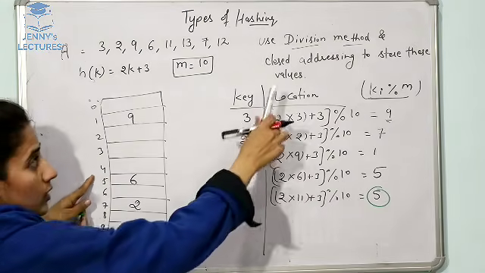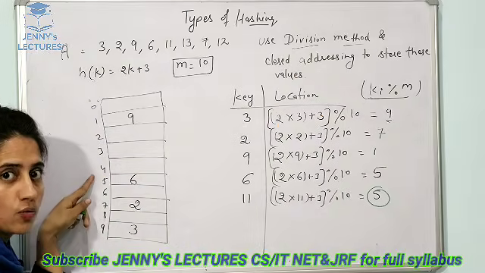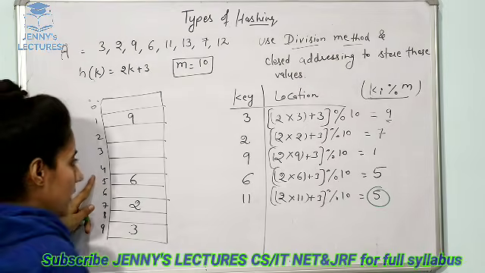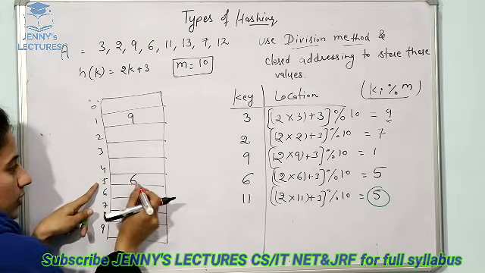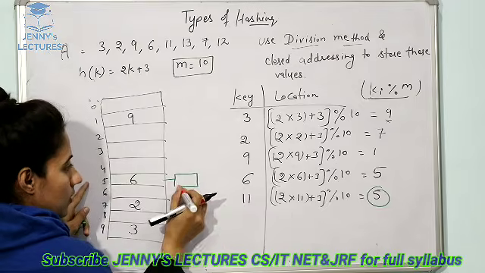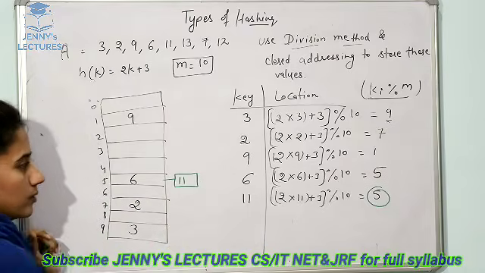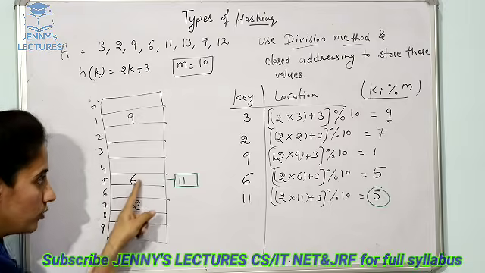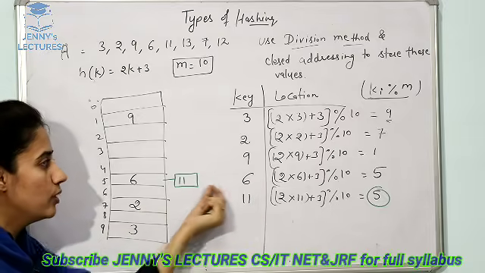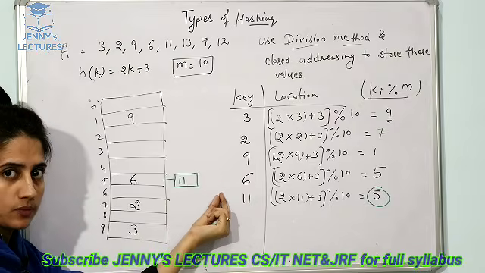Now in the question you are given: use closed addressing technique. And in closed addressing, what is the technique you will use? Chaining method, separate chaining method. In the chaining method, what is there? Go to the 5th place, already 6 is there. Then a linked list will be used like this. And here 11 would be stored. A chain would be created like this. You can say a linked list would be used to store the values in case of collision.